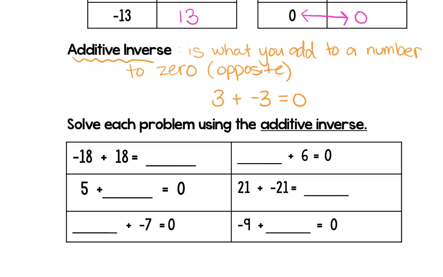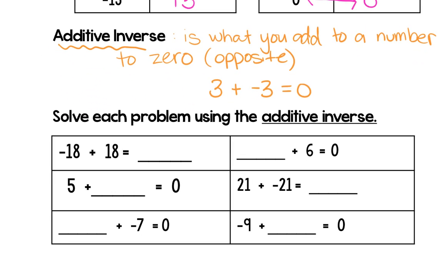So right here, we're going to solve each problem using the additive inverse. So -18 plus 18 is 0. The next one, 5 plus what gives you 0? We know that's the opposite, the additive inverse. So 5 plus -5 gives you 0. See if you can fill out the rest of these. And there we have it. Here are your answers. Every time you add an opposite to a number, you get 0.